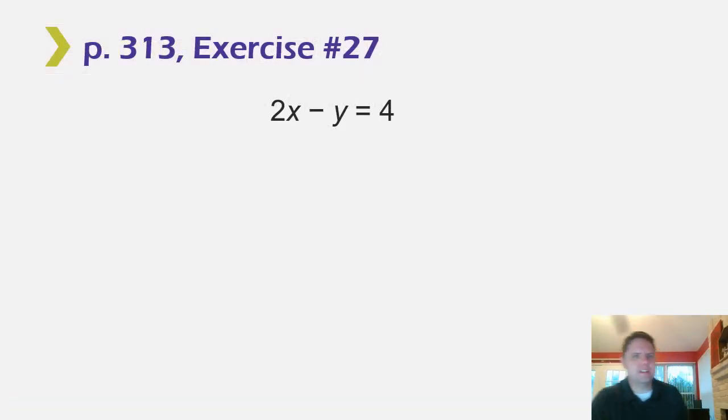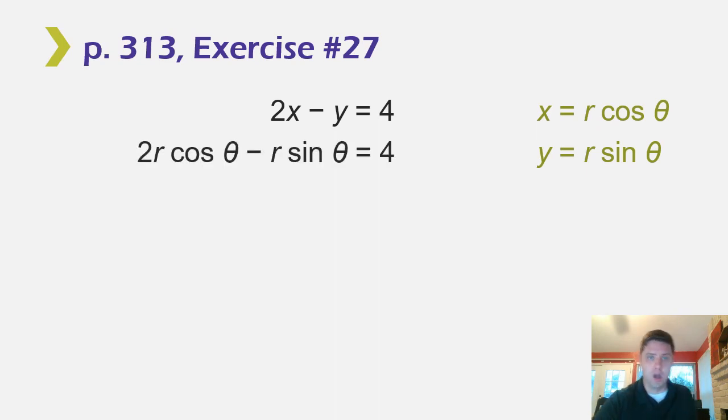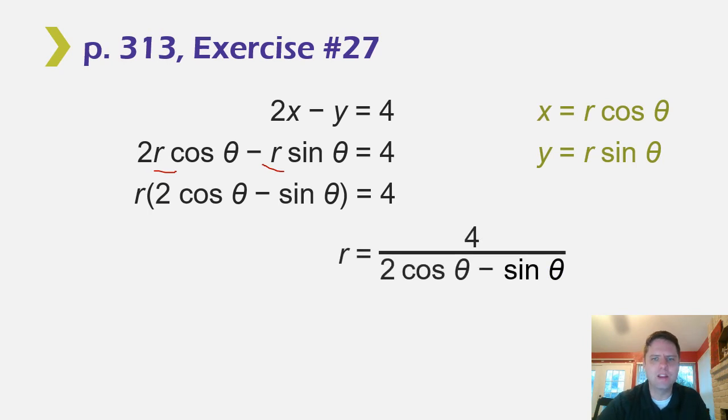All right, on page 313, exercise 27, it says 2x minus y equals 4. So we're to convert this into polar form. How do we go about doing that? Well, remember, we have x equals r cosine theta and y equals r sine theta. So we can just plug those in. 2r cosine theta minus r sine theta equals 4. Now for solving for r, all we have to do is factor an r out, and then divide by the stuff that's left. We're left with 2 cosine theta minus sine theta, and we divide by all of that. And we get r equals 4 over 2 cosine theta minus sine theta.